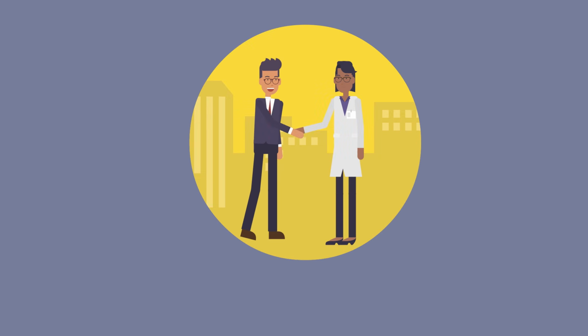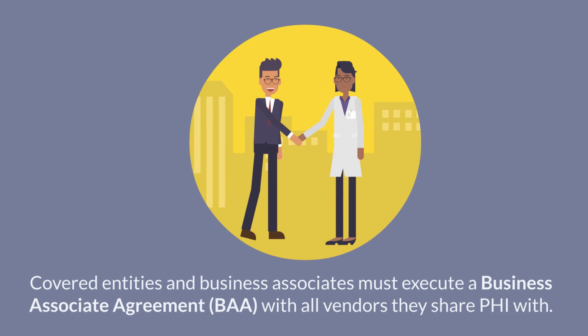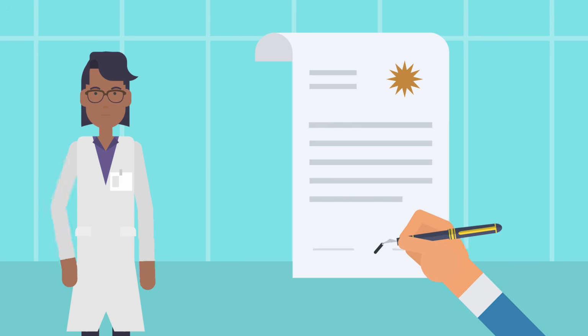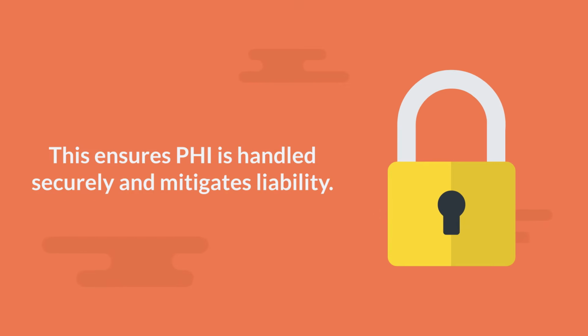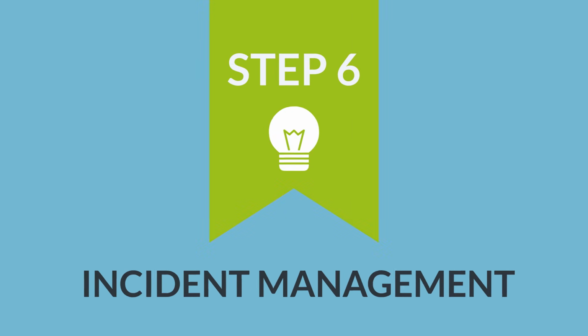Covered entities and business associates must document all vendors with whom they share PHI in any way and execute a business associate agreement. Business associate agreements must be signed before PHI is shared. This ensures PHI is handled securely and mitigates liability. Step 6 is incident management.